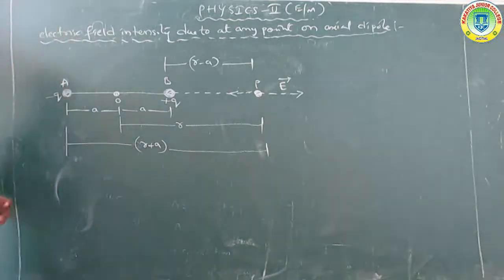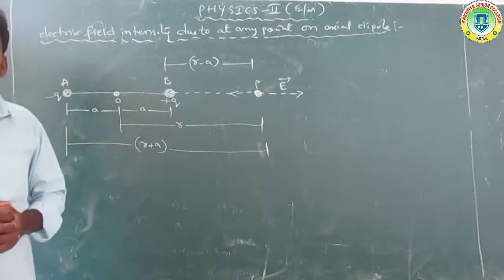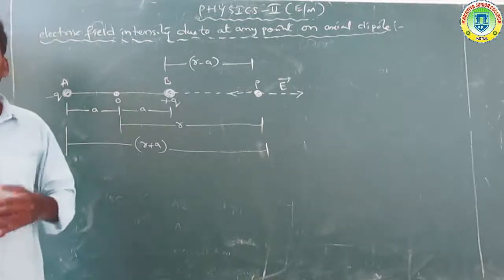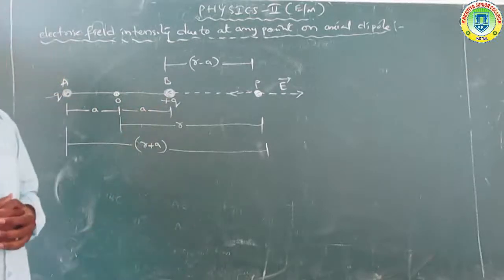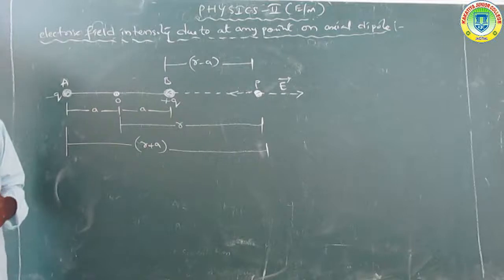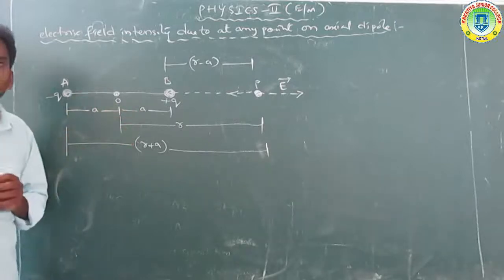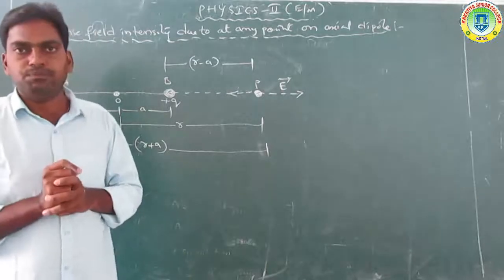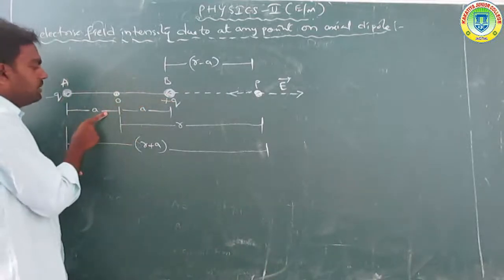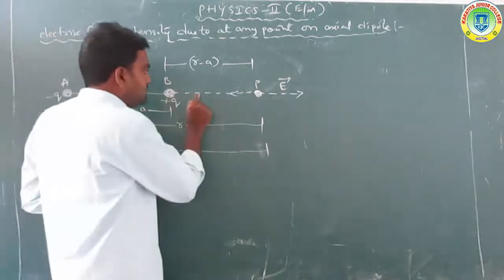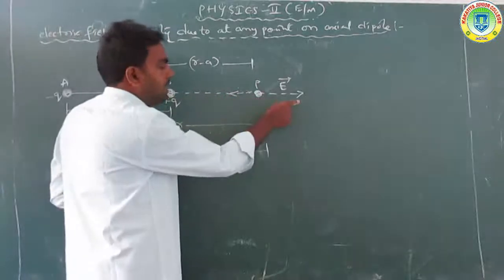So now consider the dipole. The dipole consists of two charges, minus Q charge and plus Q charge. These two charges are separated by a small distance, 2a. This arrangement is called a dipole. The axis extended through some distance is called the axial line.